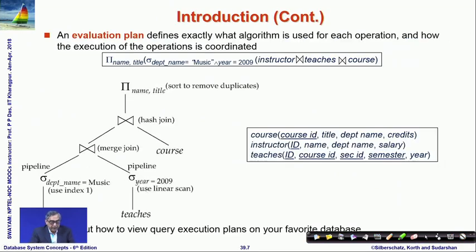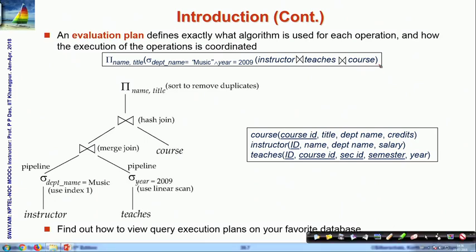Here is another example. The query is to find the instructor name and the course name, where the instructor is from the department of music and the course taught is in the year 2009. Corresponding to the equivalent SQL, if we write the relational expression in relational algebra, this is what it looks like.